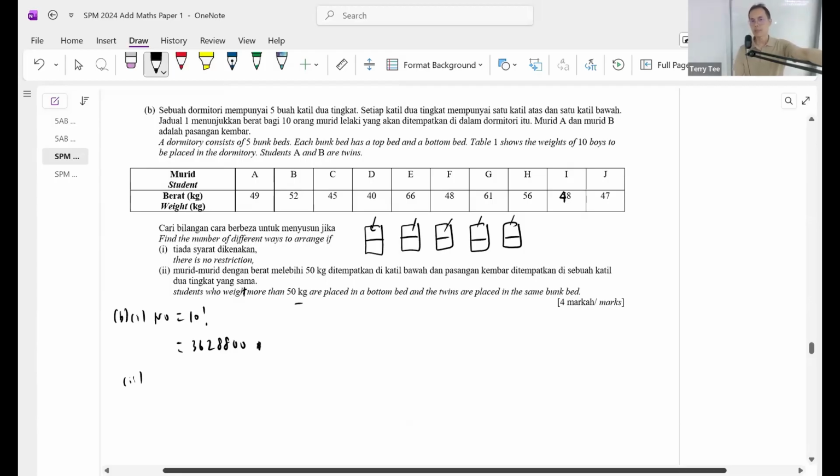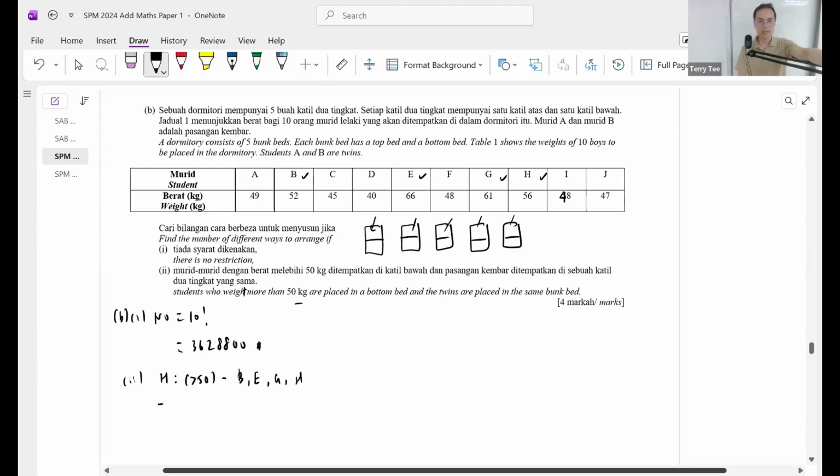Now, next they say students with weight more than 50 kg are placed on the bottom, and the twins are placed in the same bunk bed. Okay, so this one is very interesting. Students with weight more than 50, how many of them? I'm going to use H as heavy, those more than 50. Can you count for me? Student B. Who else? Student E, student G, and student H. There are 4 students.